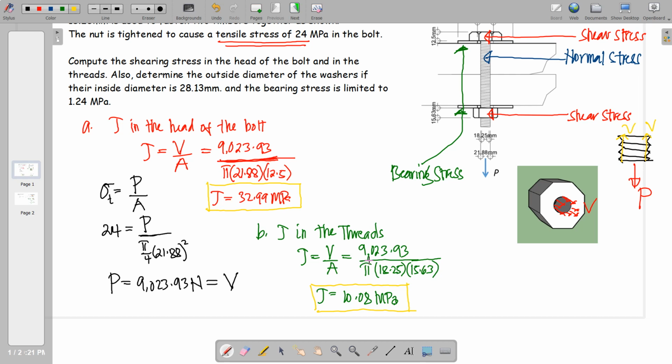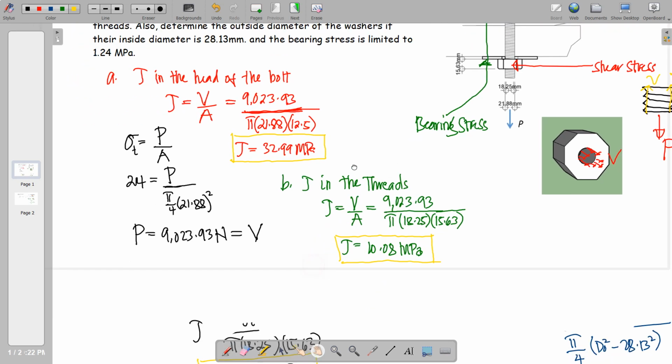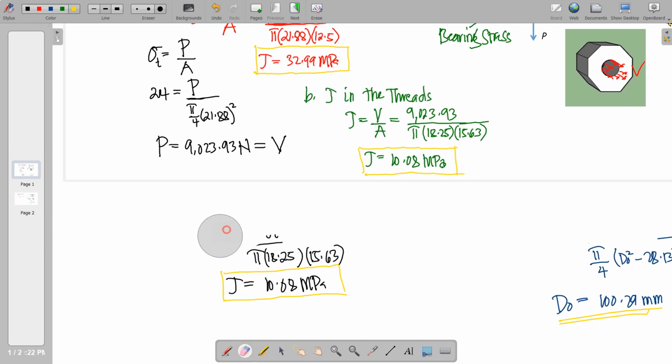And then finally, for the third requirement of this problem, we need to determine the outside diameter of the washers if their inside diameter is 28.13 millimeter. The bearing stress is limited to 1.24 megapascal. So say, let us have letter C for that.